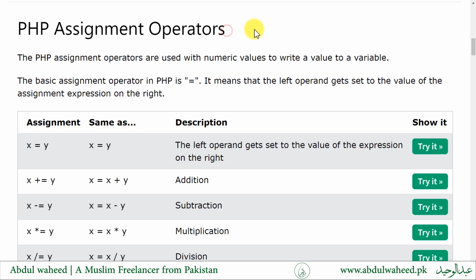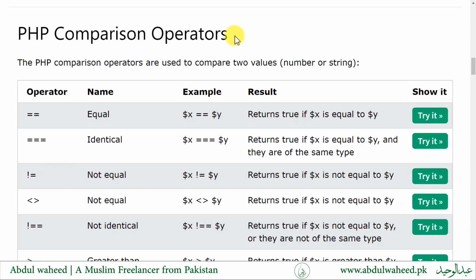The assignment operators are used with numeric values to write a value to a variable. The basic assignment operator is the equal sign. It means that the left operand gets set to the value of the assignment expression on the right. Comparison operators are used to compare two values, number or string.